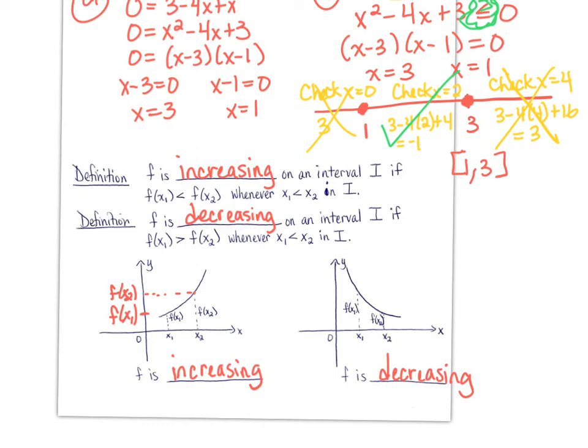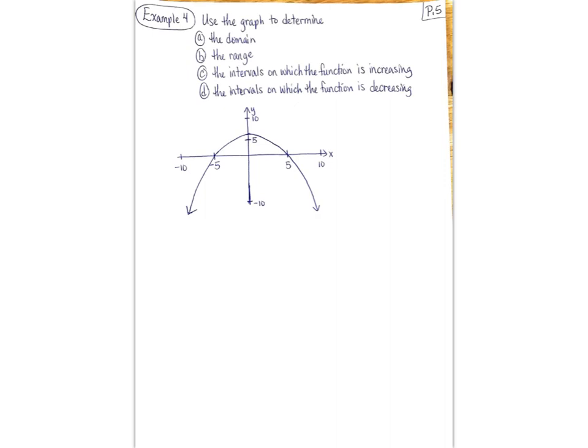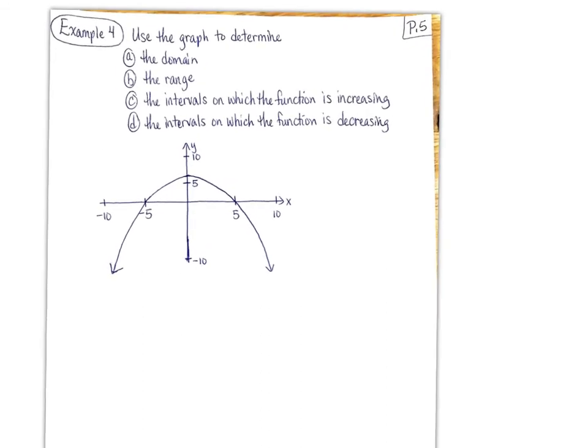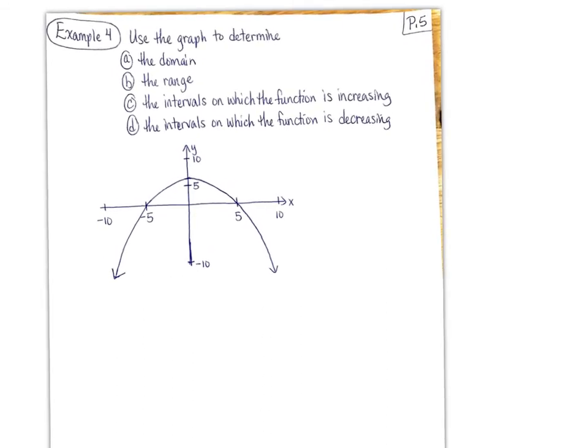Okay, so in the next example, we're going to apply a lot of the information we've learned. So we want to use the graph to determine the following. We want to find the domain, and all of our answers should be in interval notation. Use the graph to determine the domain, the range, the intervals on which the function is increasing, and the intervals on which the function is decreasing. Would you like a couple minutes to try it? Okay. All right, let's go over this problem.